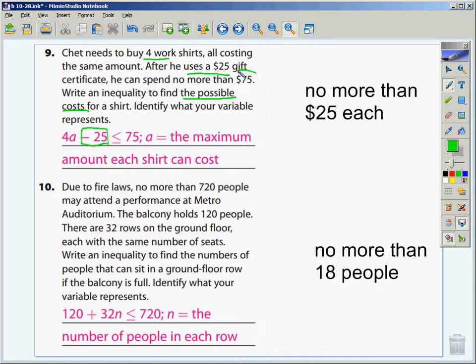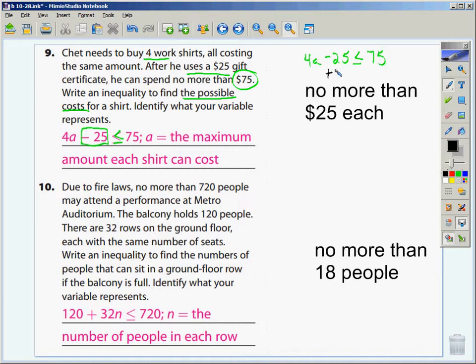He has $75 to spend. Could he spend all of the 75? Yes, it could be equal. Can he spend more than 75? No. Which is why it's less than or equal. So the inequality says 4A minus 25 is less than or equal to 75.